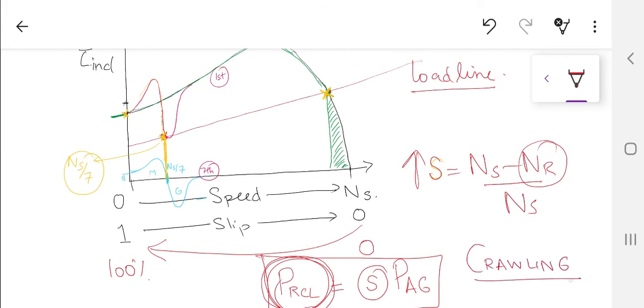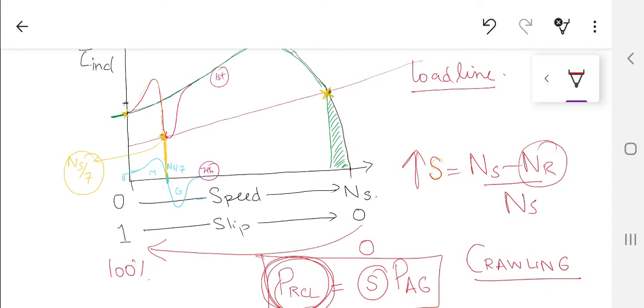We call this phenomenon crawling. As the name suggests, crawling means that instead of working at the main speed we want, the machine is crawling. It is moving very slowly at a speed that we did not want it to run at. So this is called crawling, and it is because of the seventh harmonic, that is, because of the space harmonics being produced over there.